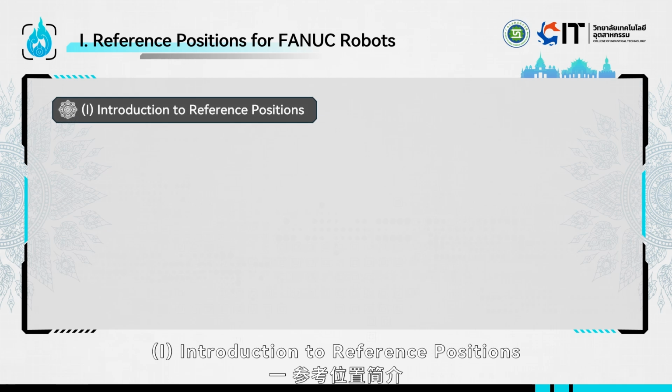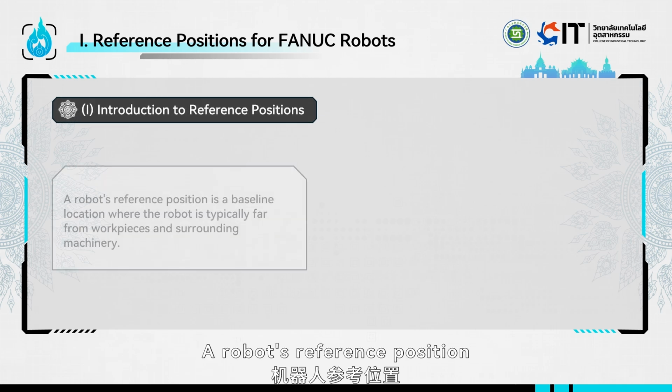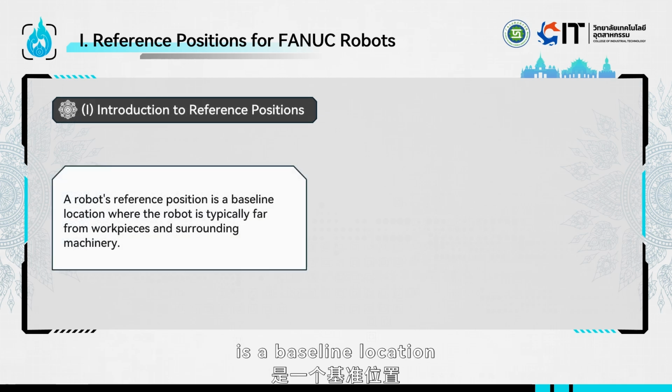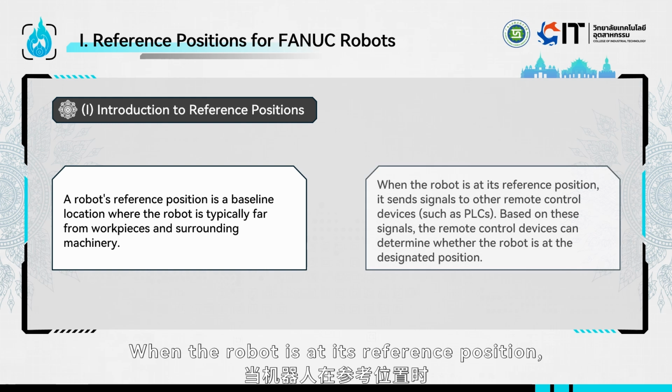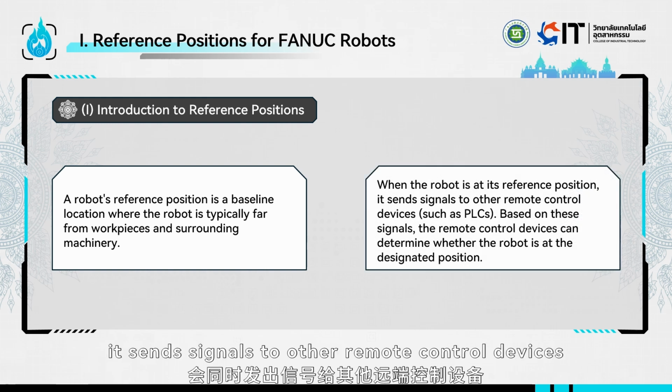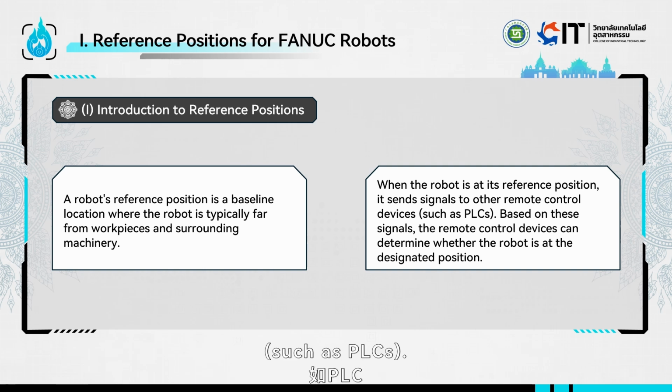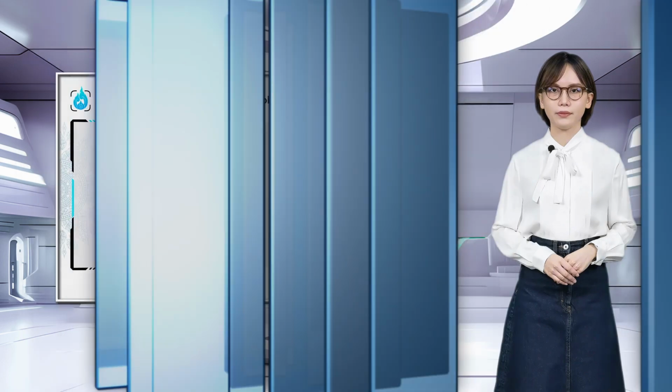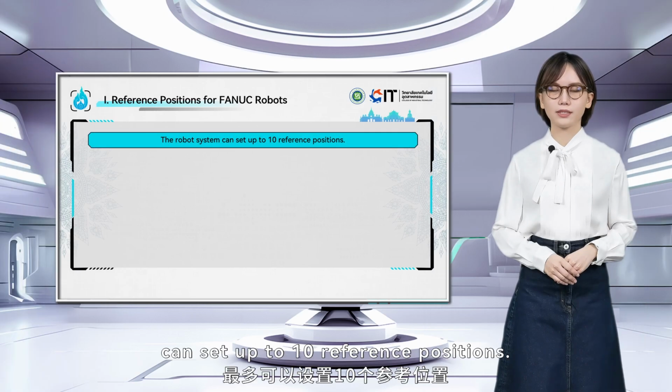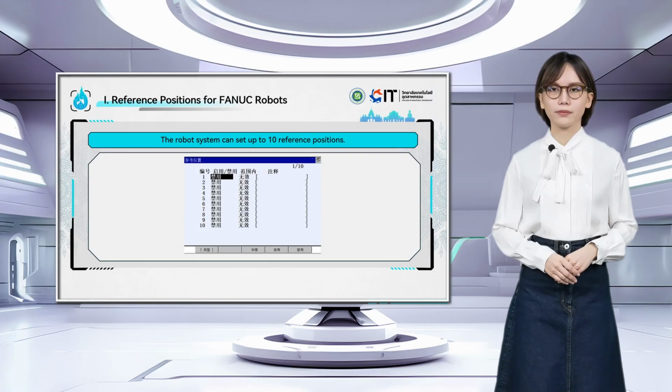1. Introduction to reference positions. A robot's reference position is a baseline location where the robot is typically far from workpieces and surrounding machinery. When the robot is at its reference position, it sends signals to other remote control devices, such as PLCs. Based on these signals, the remote control devices can determine whether the robot is at the designated position. The robot system can set up to 10 reference positions.